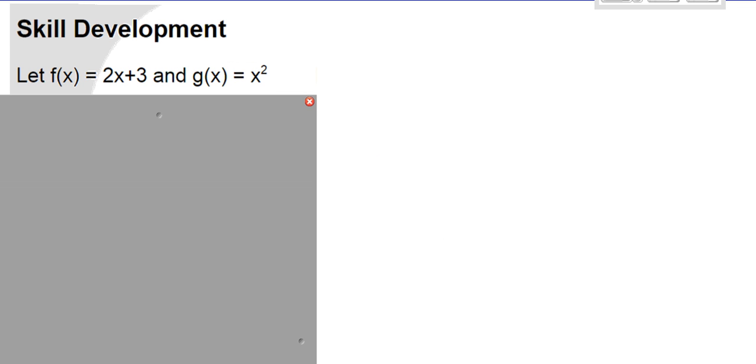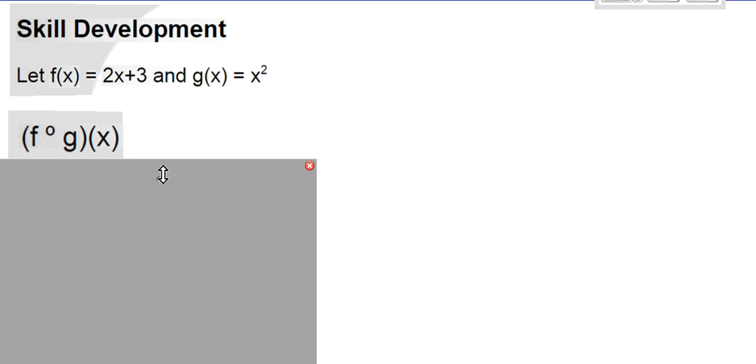All right, let's start our problem. So this is our first example. We're given two functions. Let f of x equal 2x plus 3 and g of x is equal to x squared. We're going to build a composite function using these two functions. Take two functions and make one.